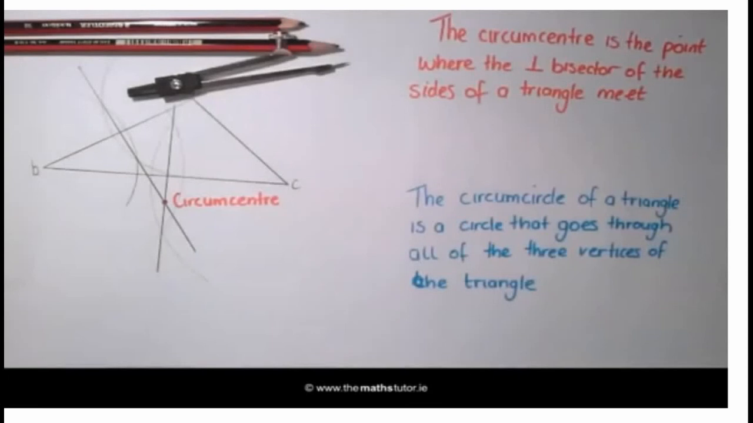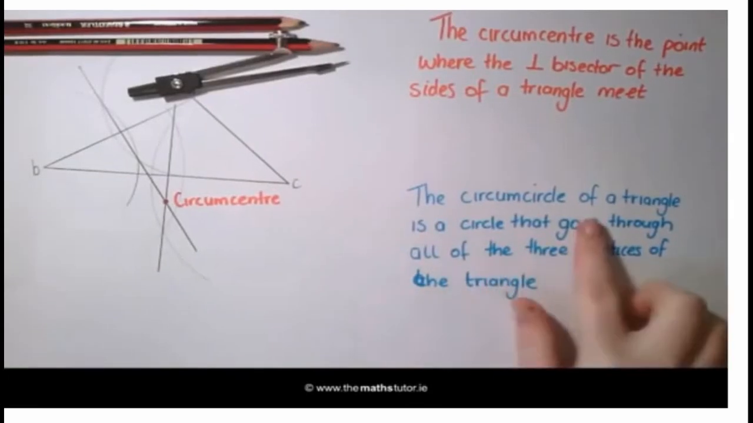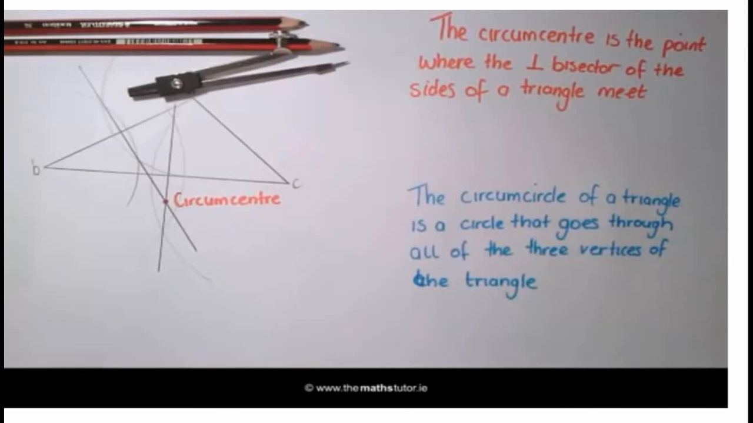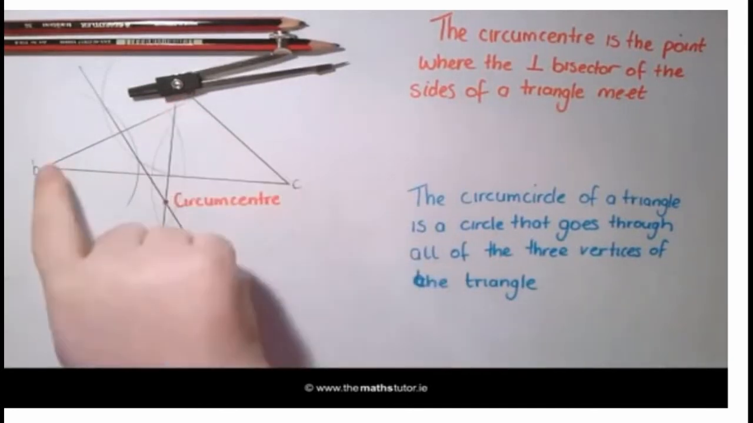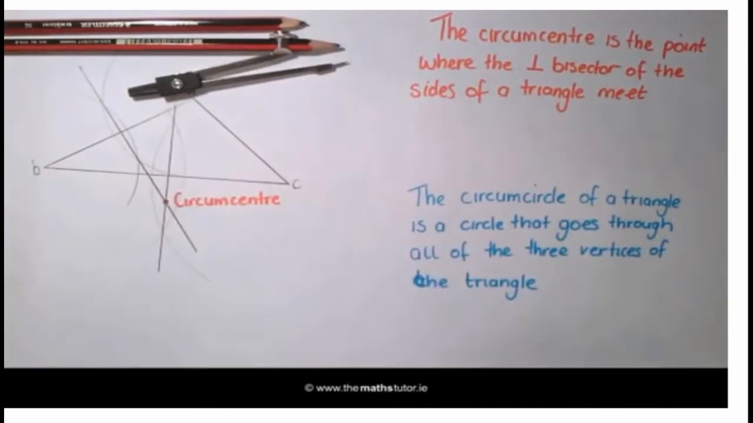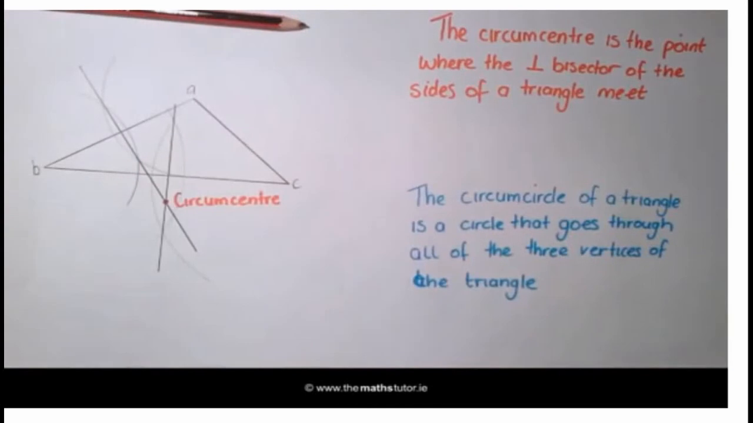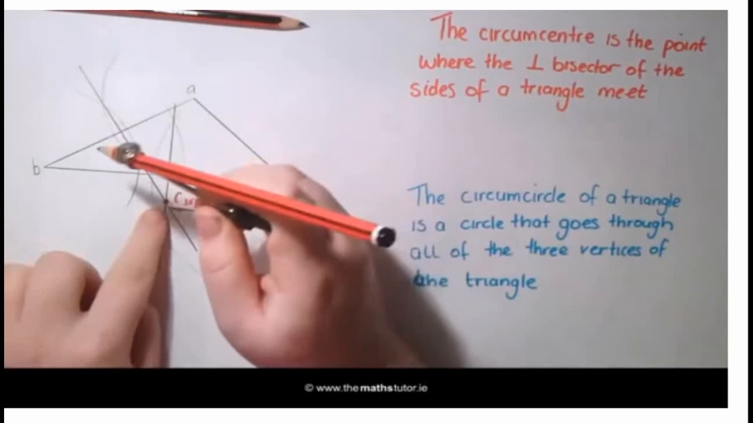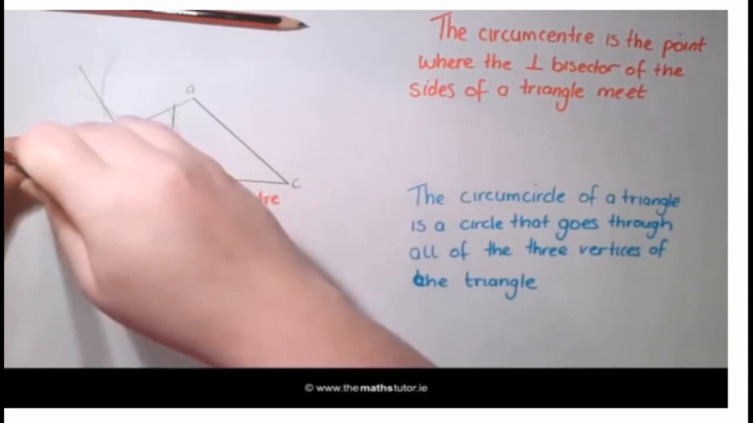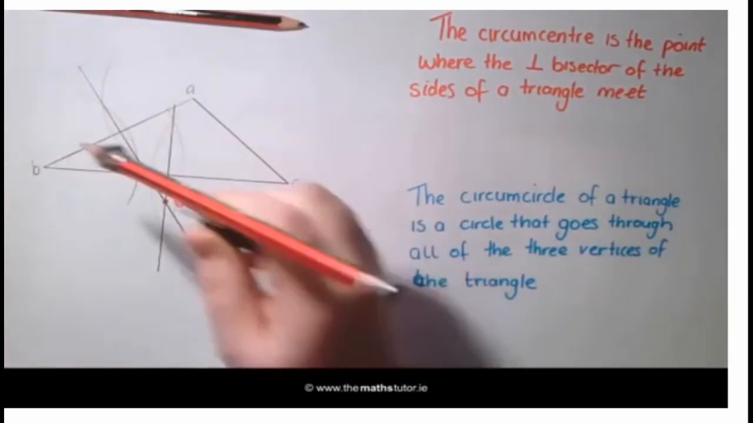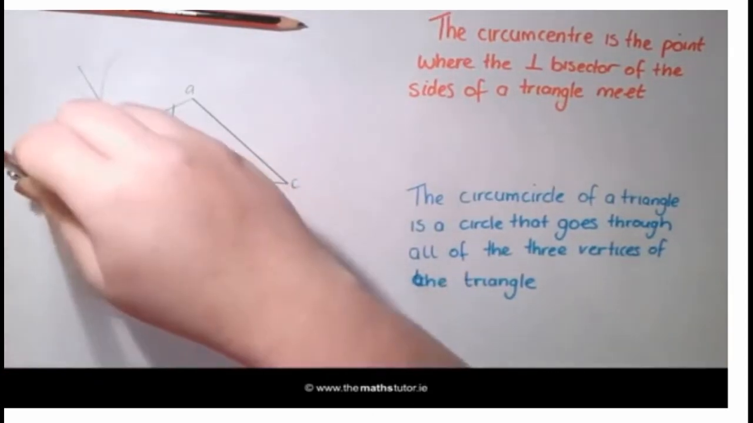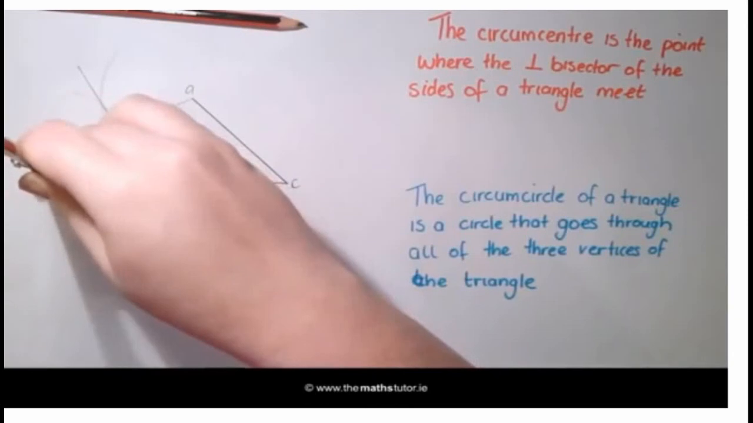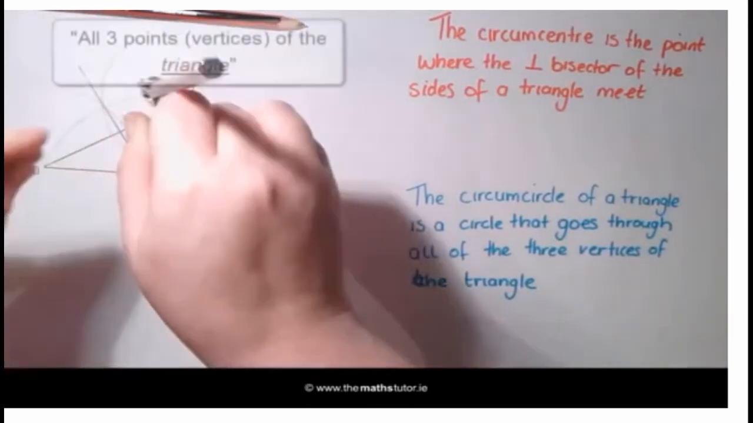We are now going to construct the circumcircle of a triangle. The circumcircle of a triangle is a circle that goes through all three vertices of the triangle. So we take our compass and we set the radius to the distance from the circumcenter to one of our points. We then draw a circle that goes through all 3 points of the triangle.